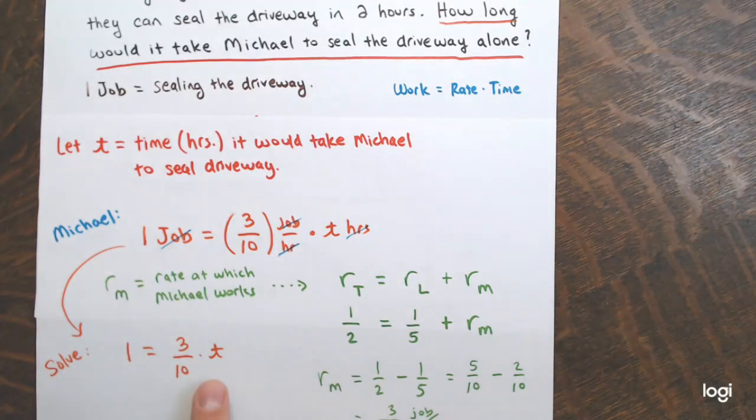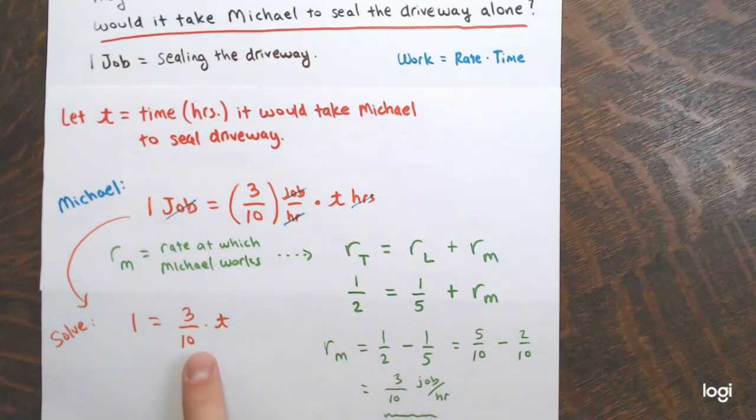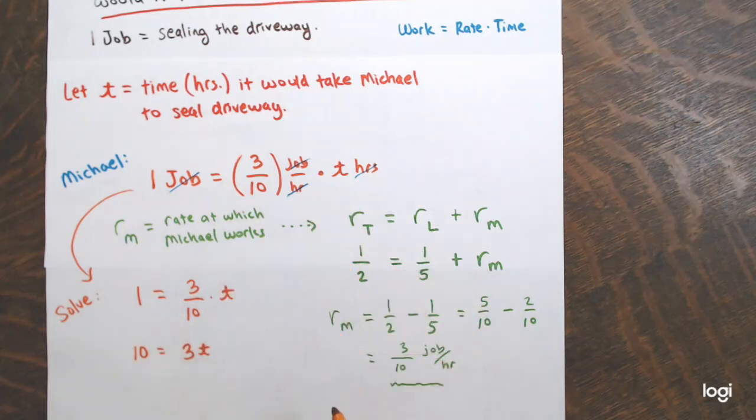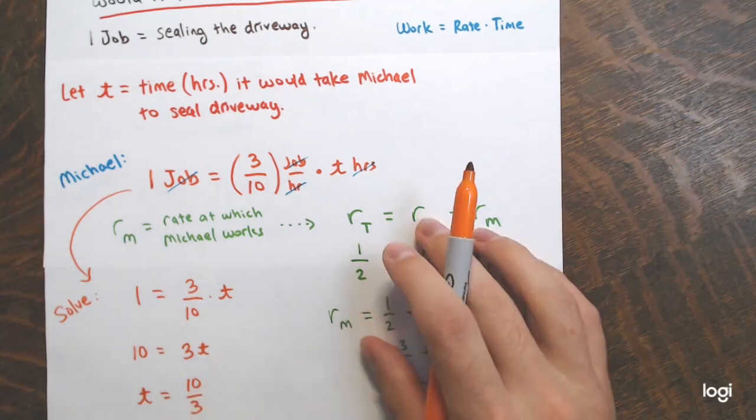Yeah, and this is pretty simple to solve. You can get rid of the denominators. Multiply by 10. So I'd have 10 on the left equals, and then when I multiply by 10, the 10's cancel over here. I'd have 3 in the numerator times T still, and then divide by 3, or you could just multiply by 10/3 on both sides, and I get T equals 10/3. And double check that.